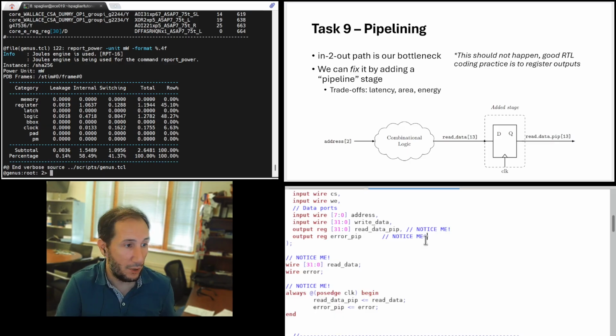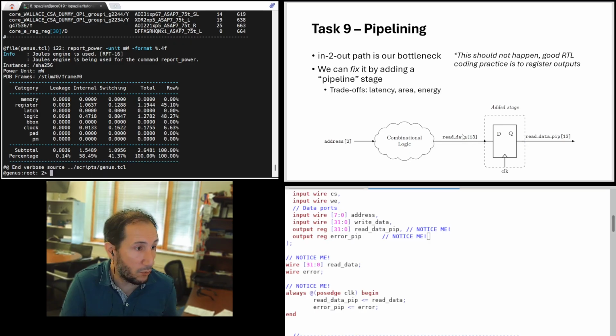Now, conceptually, what are we hoping is going to happen? Let's talk about the trade-offs involved in pipelining. The latency trade-off is obvious. We are adding one clock cycle of latency to this design. It has to go through this flip-flop before the outputs become available. That's an obvious trade-off. We're also conceptually increasing the area of the design, because of all these flip-flops that we're going to insert for all the outputs.